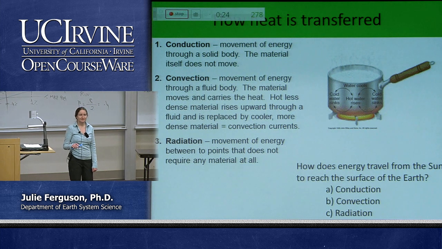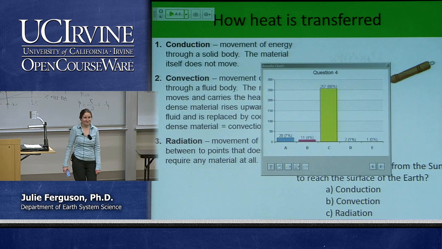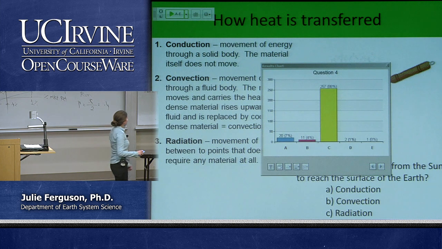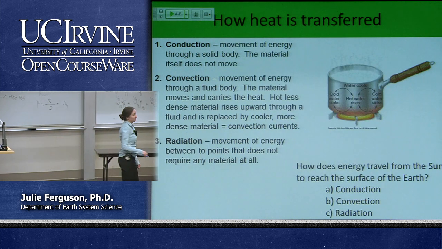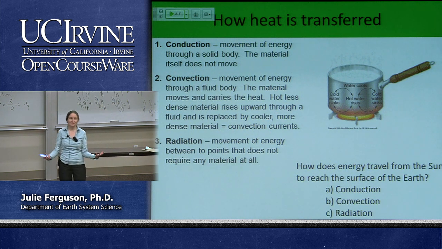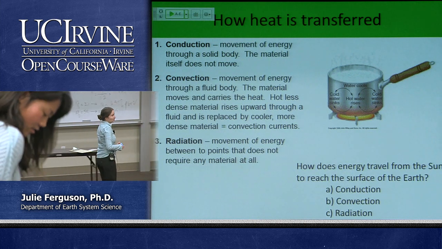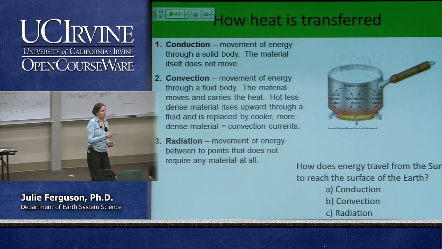Last few seconds? Right. I think that's everyone. Good. 88% of people agree with me. Radiation is the most important one because what's it traveling through to reach us? Space. Okay? And there's not a lot of stuff in space. So we can't rely on this conduction or convection process to transfer that energy.